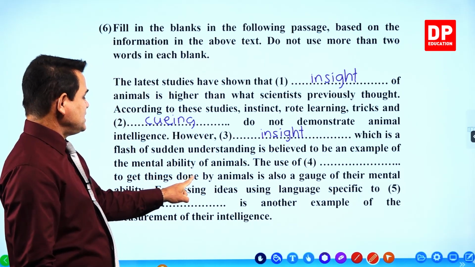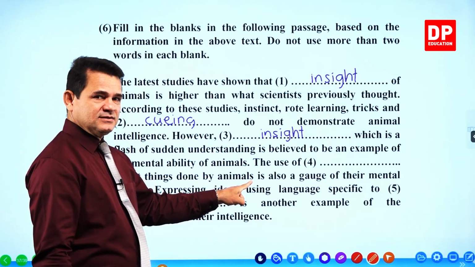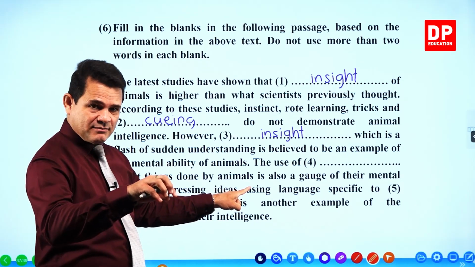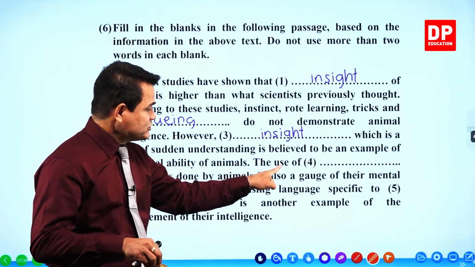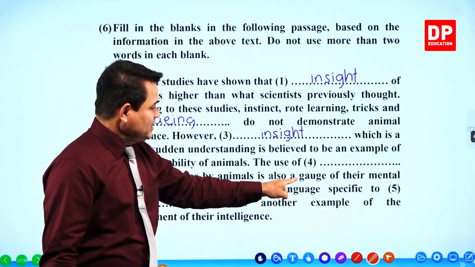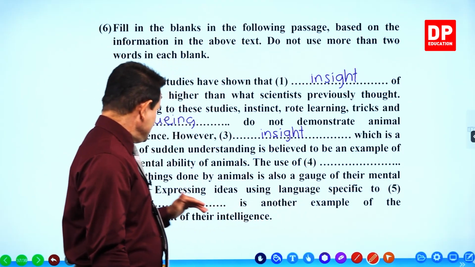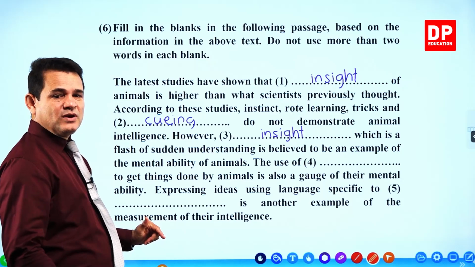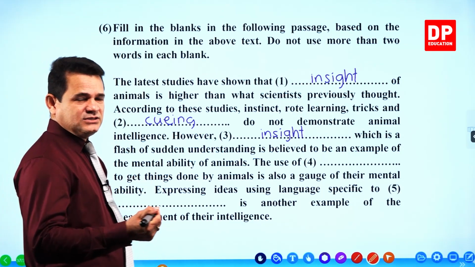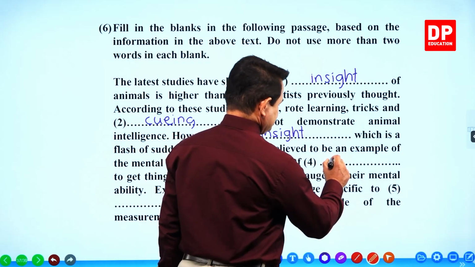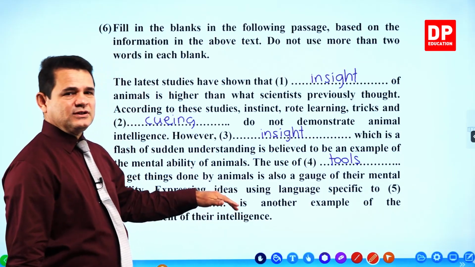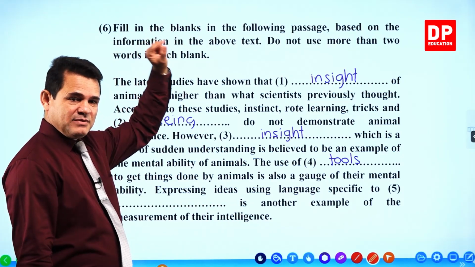The use of blank to get things done by animals. animals ලවා යමක් කර ගැනීමට use of පාවිච්චි කිරීම මොනවද is also a gauge of their mental ability. What use of what? යම් කිසි එක උපකරණ පාවිච්චිය use of tools. So we understood all these things we read in the previous paragraph.